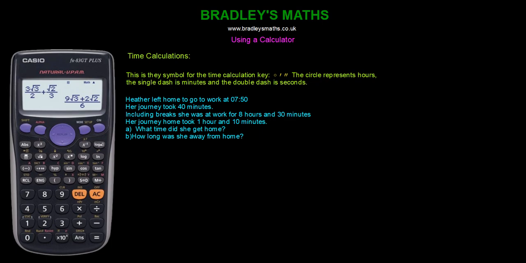If you were going to do this by a pencil and paper method, you would write down 7 hours 50 minutes, 0 hours 40 minutes, 8 hours and 30 minutes, 1 hour and 10 minutes, and you would write them as a sum with all the hours under each other and all the minutes under each other, and then you would add them up, not forgetting to carry any 60 minutes over into 1 hour, and you would come up with your answer. Your calculator can do all of this for you.